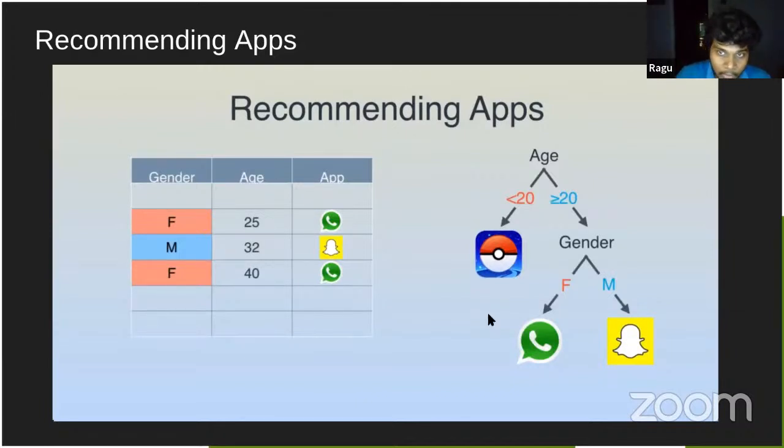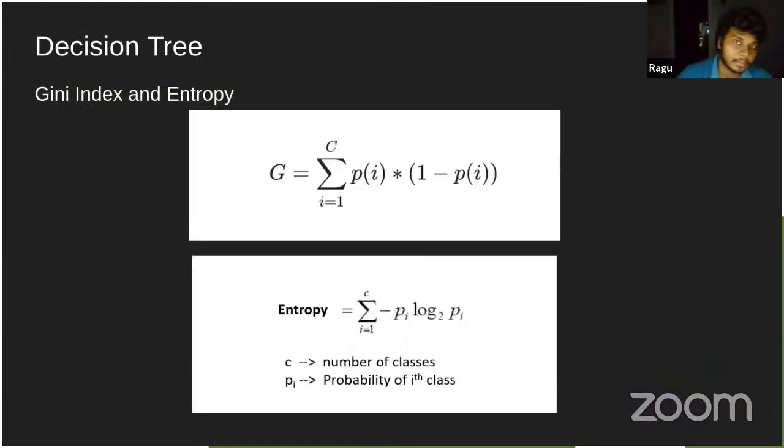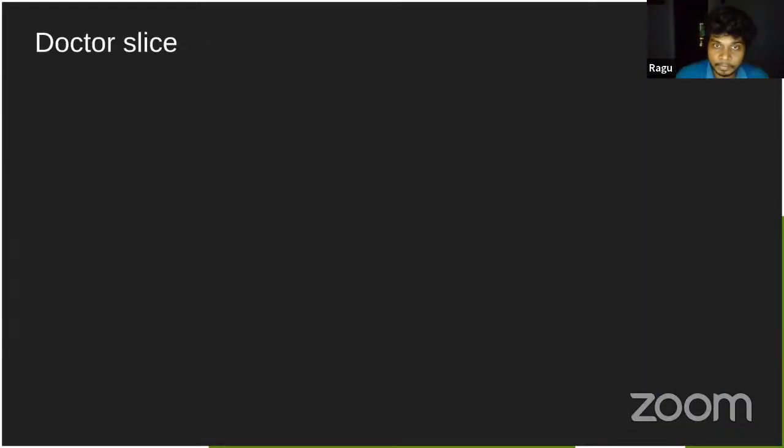This is a machine learning algorithm which uses if-else statements, where we calculate the Gini index and entropy. These are the two terms. I don't want to go into the in-depth math, but there are two things we have to calculate at each node. At each node, you have to calculate either the Gini index or entropy to split the data. That's how this works. This is known as a decision tree.